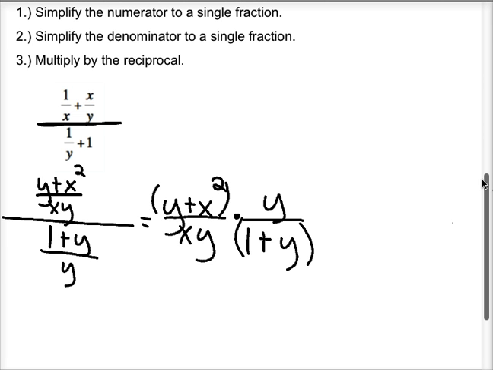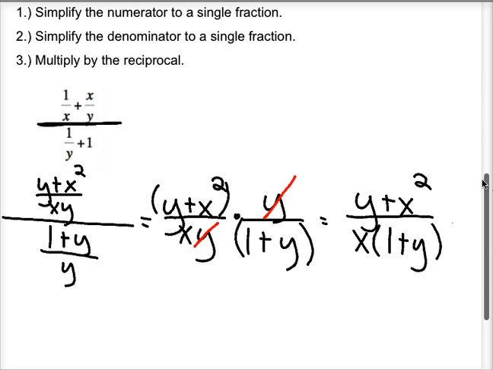Now, the cool thing that I notice is look at this. The y over y piece actually cancels out. So the neat thing is, on top, we have y plus x squared. Then on the bottom, we just have x times 1 plus y.